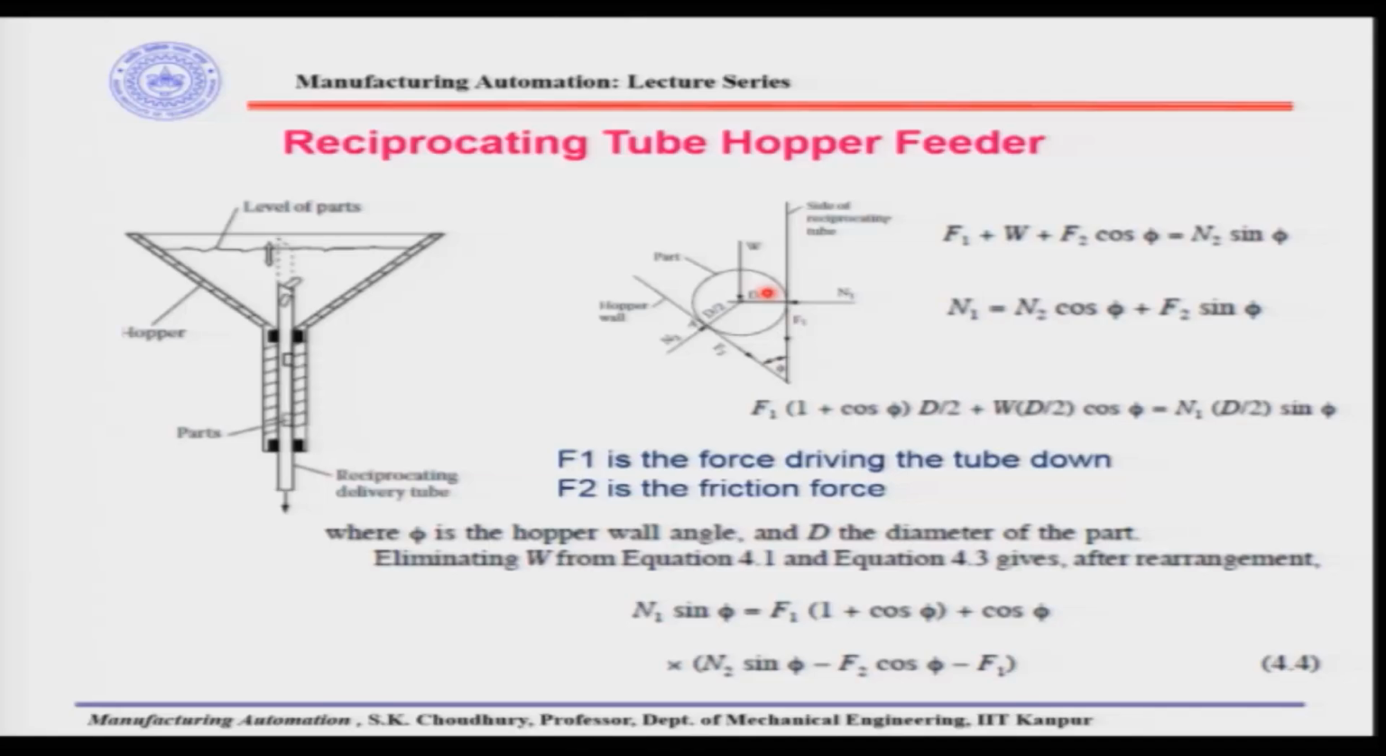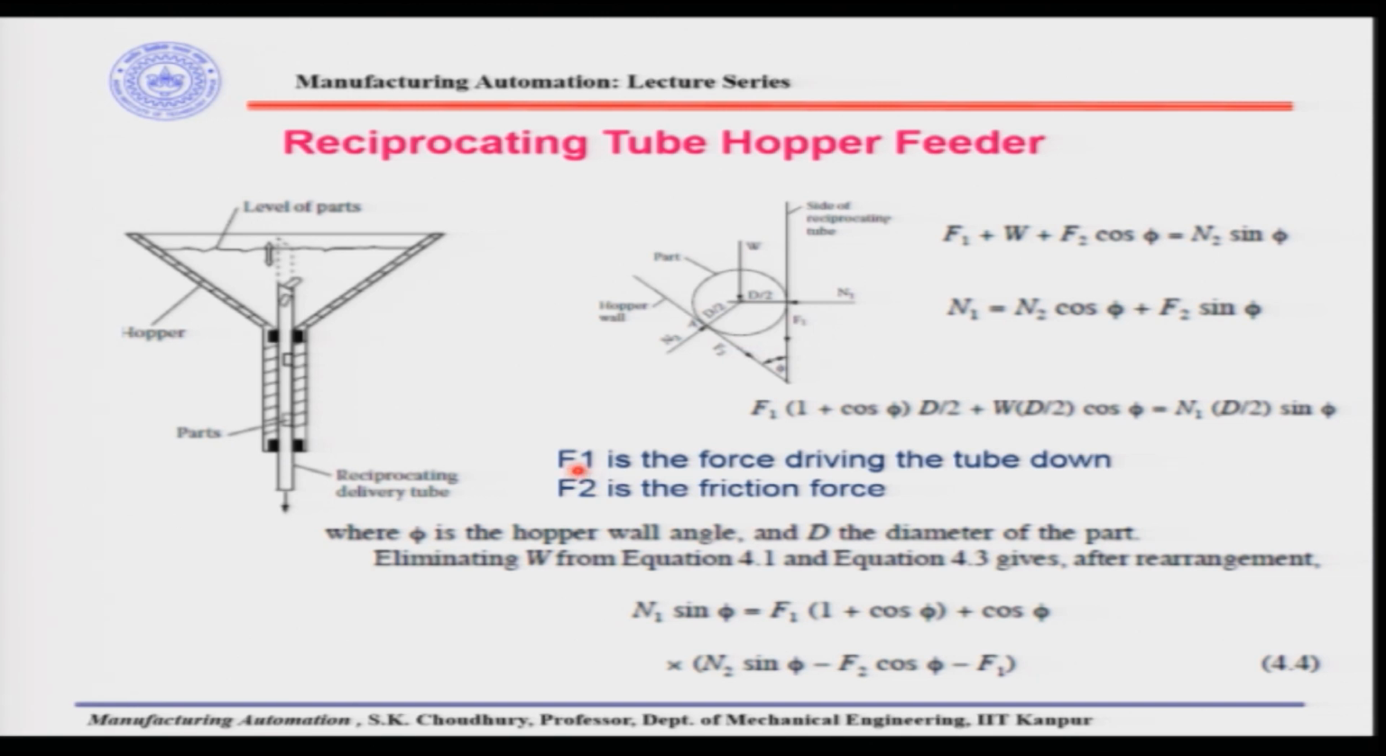So, let us see in this line diagram, we have the normal force here N1, okay. We have the normal force here as the N2, which is being imparted on the part from the hopper wall, okay, because of the weight of the part itself, and this is from the side of the reciprocating tube. Now, F1, this is the force which is required to drive the tube, reciprocating tube, this is the F1. F2 is the friction force, okay.